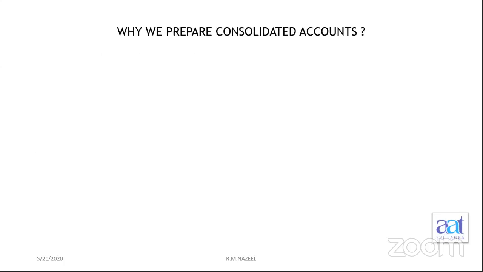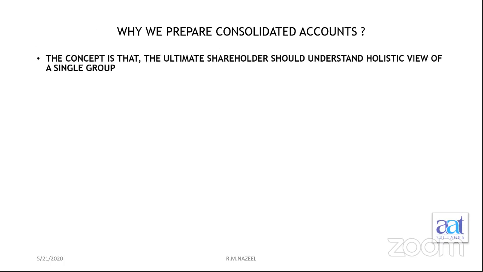So the question you raise is, why do we need to prepare a consolidated account? You say, okay, I have A Limited, I have B Limited, why can't I go through them separately? Because there is an ultimate shareholder who has given money to the parent company. The parent company has redistributed this investment to subsidiary companies. If you are not preparing consolidated accounts, the ultimate shareholder will not have a holistic view of the group. So to understand the holistic view of the group, you need to prepare the consolidated account.